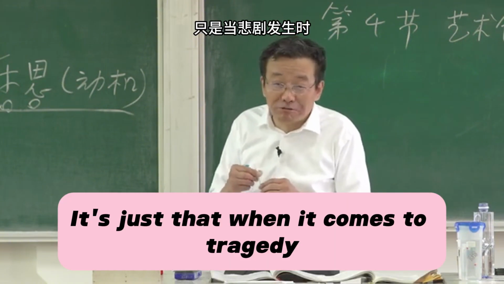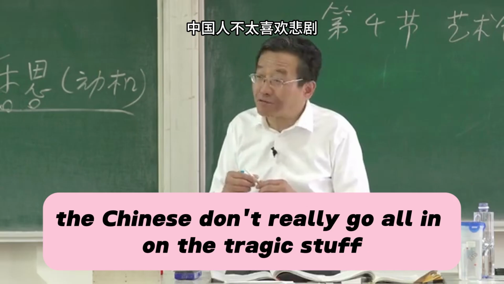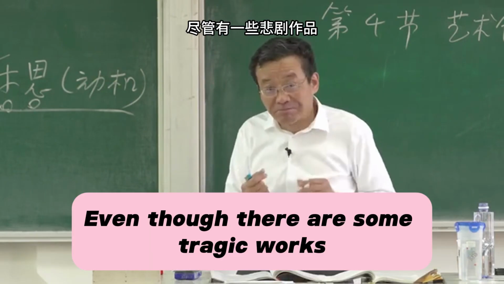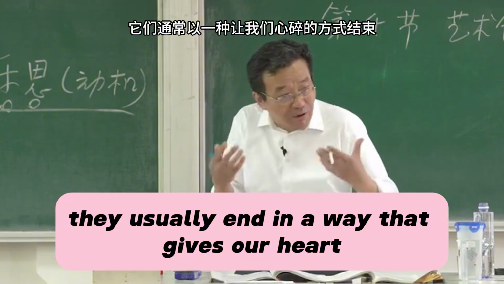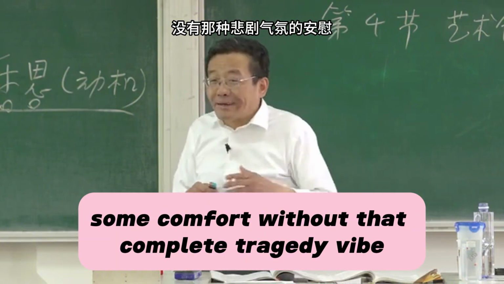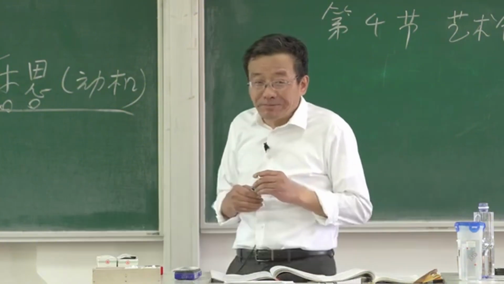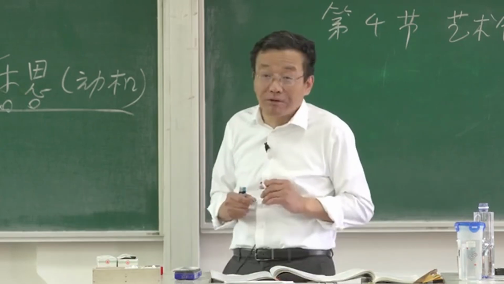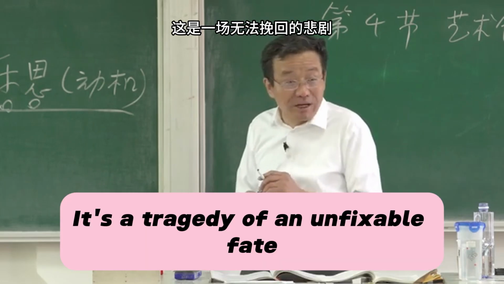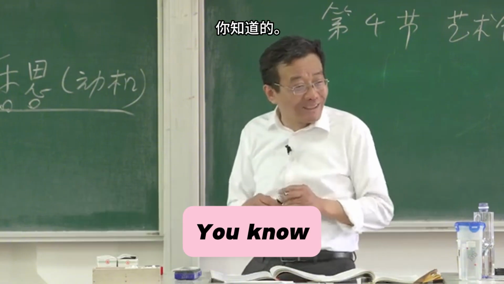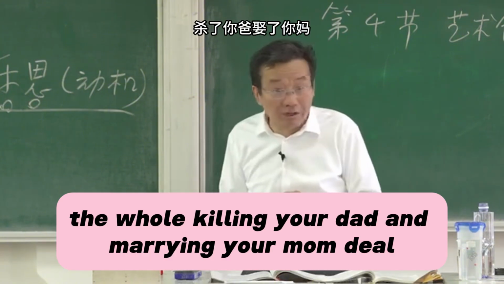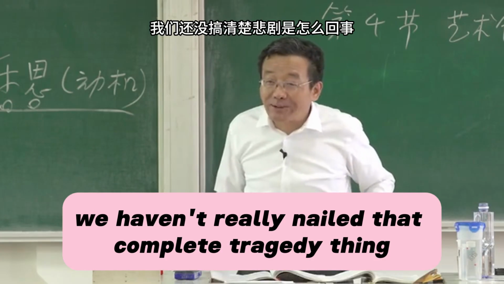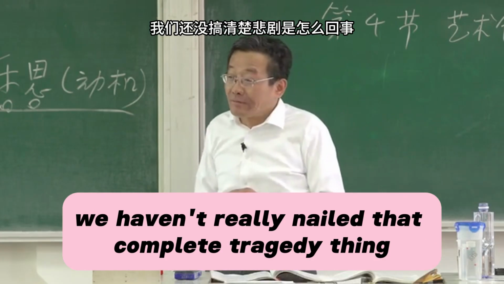It's just that when it comes to tragedy, the Chinese don't really go all in on the tragic stuff. Even though there are some tragic works, they usually end in a way that gives our heart some comfort, without that complete tragedy vibe. Take Sophocles' Oedipus Rex, for example. It's a tragedy of an unfixable fate. You know, the whole killing your dad and marrying your mom deal. In the history of Chinese art, we haven't really nailed that complete tragedy thing.